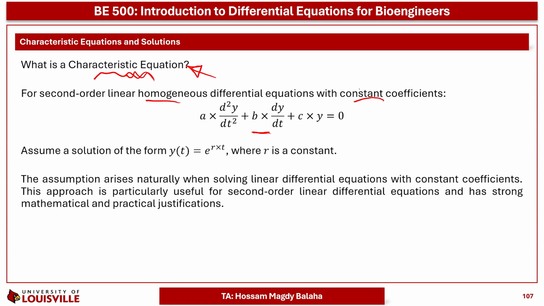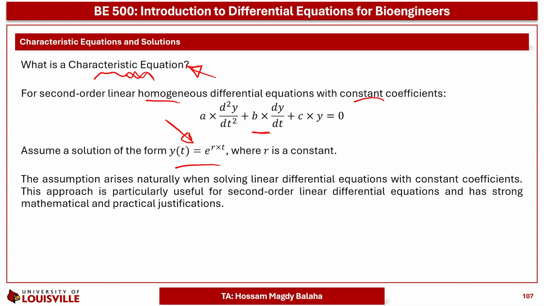and a, b, and c are constant coefficients. In this case, let's assume that we have a solution of the form y(t) equals e to the rt, where r is a constant. We assume that solution because its derivative and integral have the same form, and it commonly arises naturally when solving linear differential equations that contain constant coefficients, and there are many mathematical and practical justifications behind that.